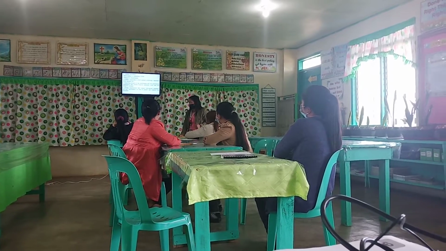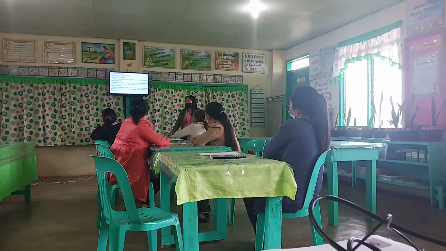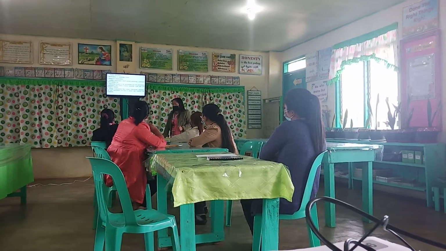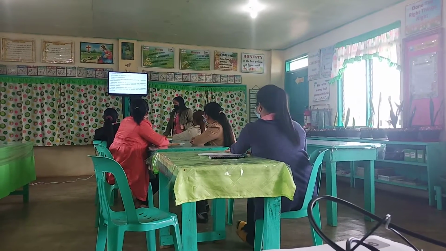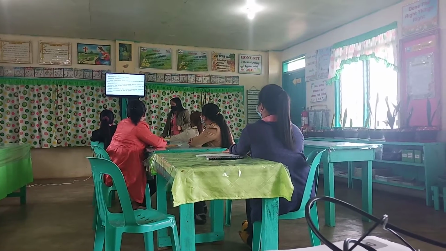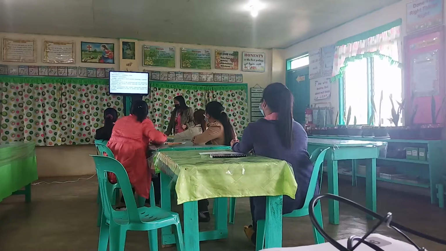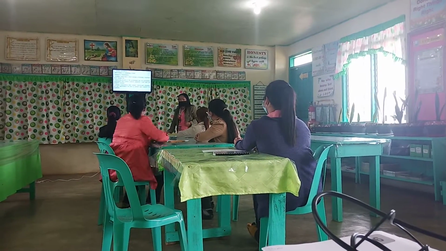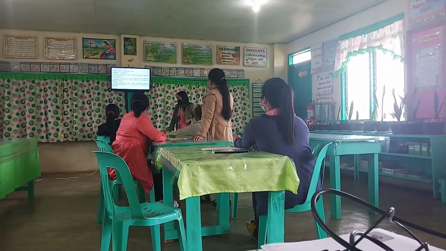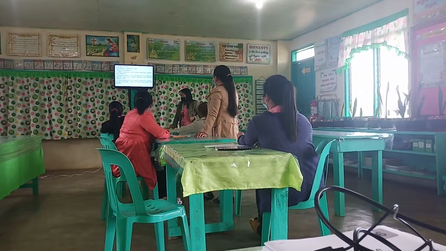Another one? Reforestation or replanting a forest. Okay, so that is another way of protecting or conserving our natural resources. Reforestation means planting trees after cutting them. Next, number 3. Mangrove rehabilitation. Okay, another one. Conservation, which includes protecting a sanctuary where animals live.